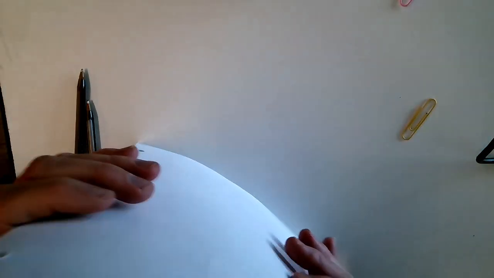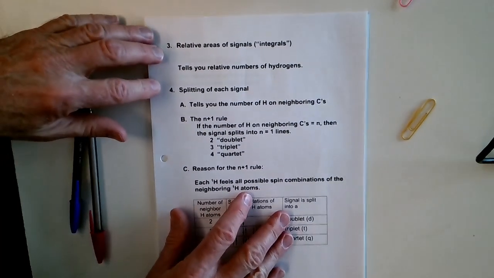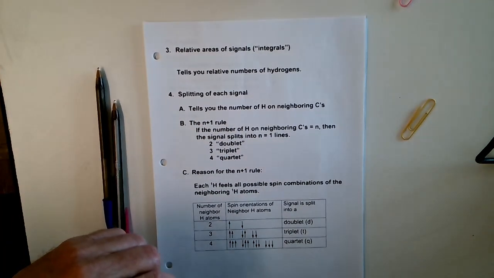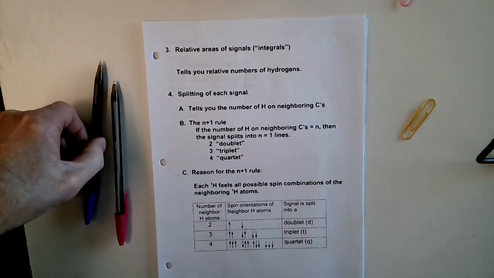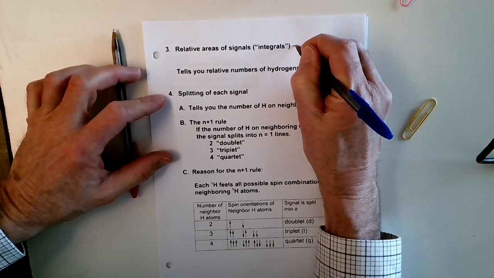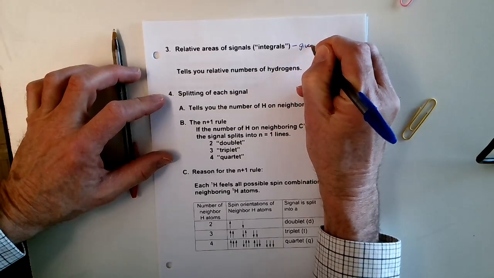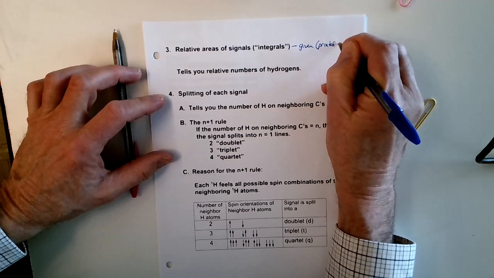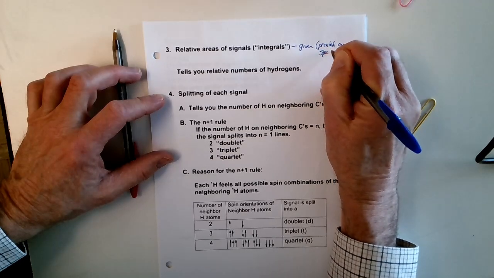Okay, that's the list up through 2, and here are a couple more quick ones. And here's what number 3 looks like. The relative area under the signal may be called the integral. This is just given to you. It may actually be printed on the spectrum sometimes.